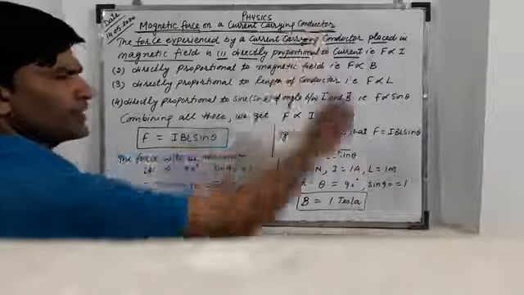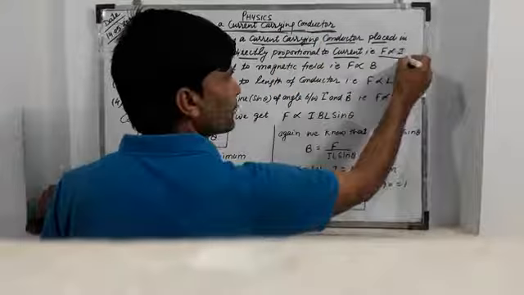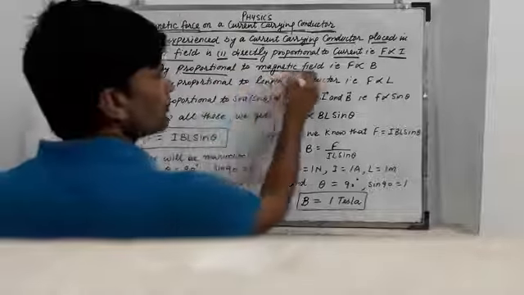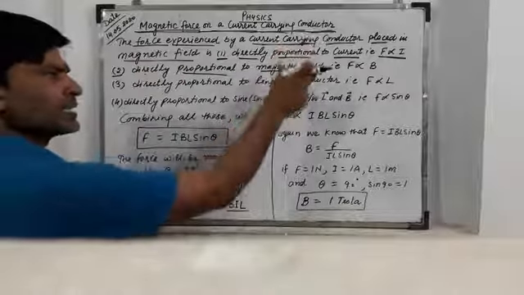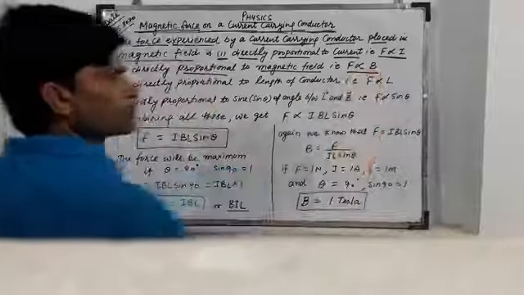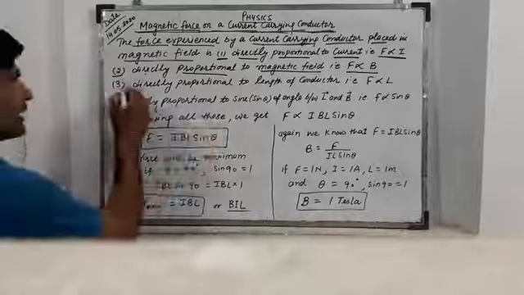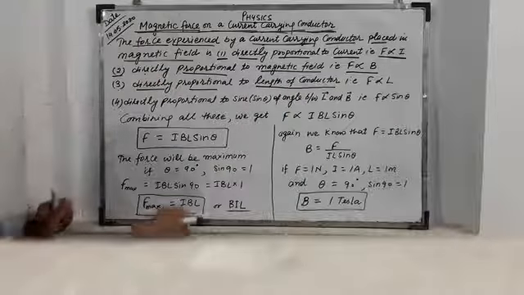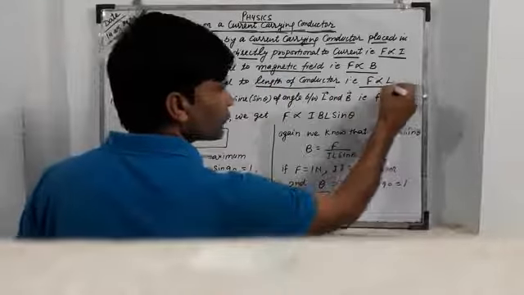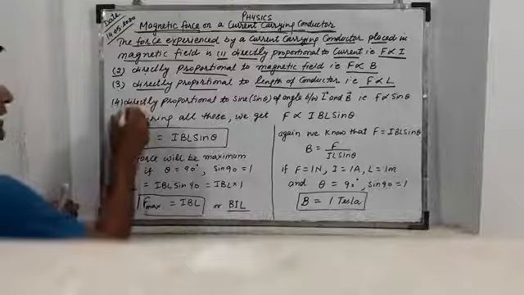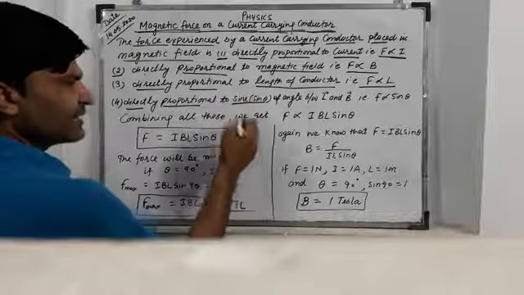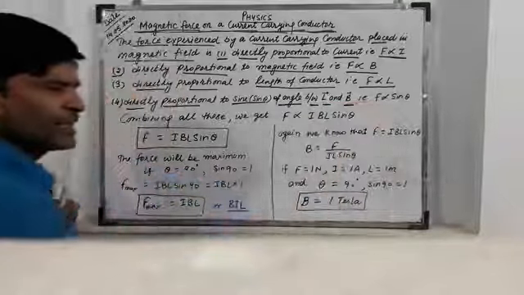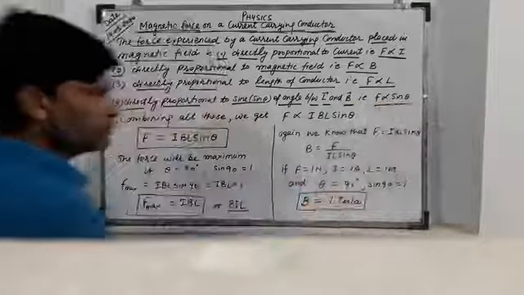current flowing through the conductor, that is F proportional to I. Second point, it is directly proportional to the magnetic field in which the conductor is placed, that is F proportional to B. Third point, it is directly proportional to the length of the conductor that lies inside the magnetic field, that is F proportional to L. Also directly proportional to sine theta, the angle between the length and the magnetic field. That is F proportional to sine theta.